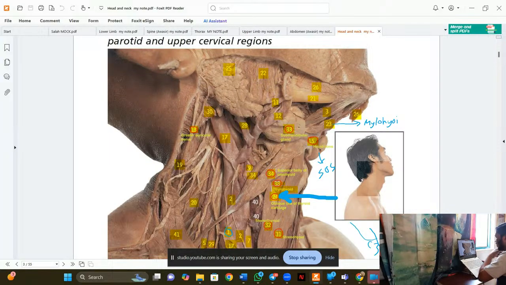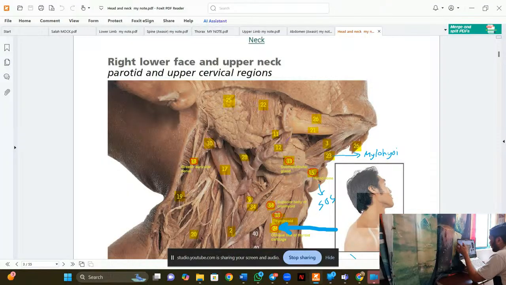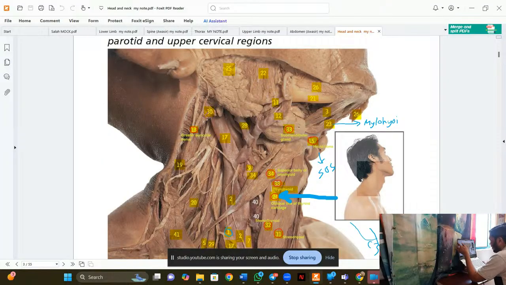Okay, see from the top. This 25 here is the parotid gland. 30, I think, is sternocleidomastoid. This one is the great auricular nerve. 33 is the submandibular gland. This is the hyoid bone. Only what is written here in yellow color, that we will read.